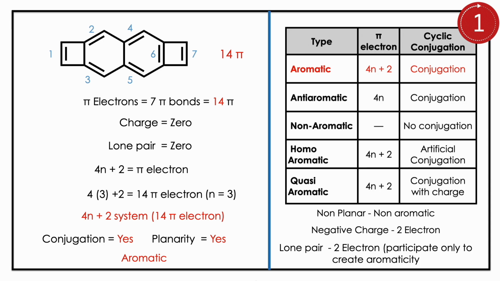So it's a 4n plus 2 system with 14 pi electrons, where n equals 3. Conjugation is definitely there. All ring carbons are sp2 hybridized, so it is planar. So it is a 4n plus 2 system with conjugation. Planar means the given compound is aromatic.